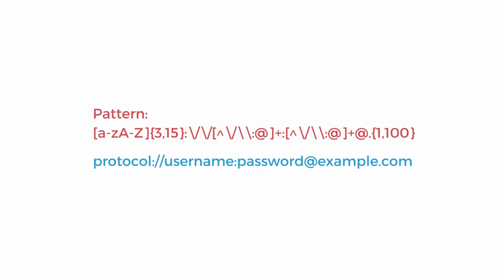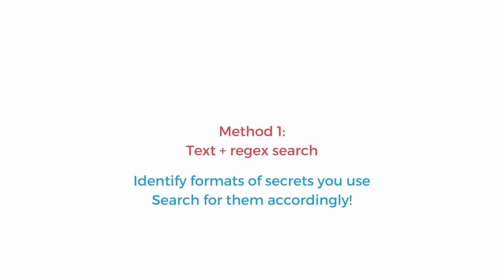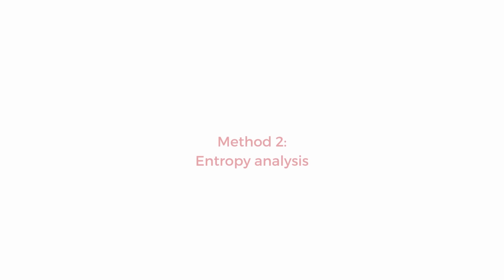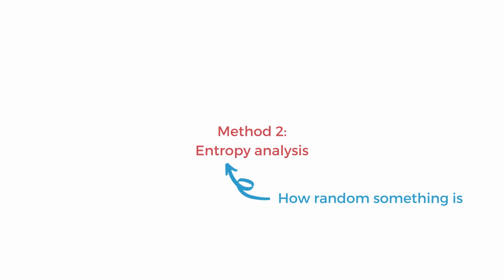So text and regex search is the first big way of finding secrets in source code. You can identify the key formats of the services that you use, and then target your search using those patterns. But at the same time, by relying on these searches, you miss out on secrets that don't adhere to a specific format or don't contain a specific substring, right? So this is when entropy analysis will come in useful.